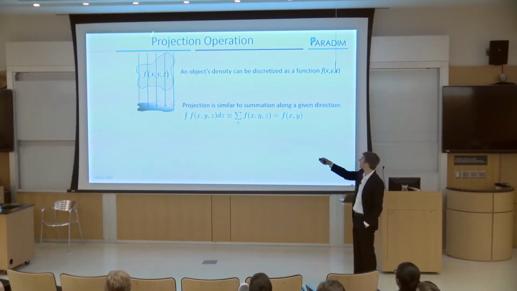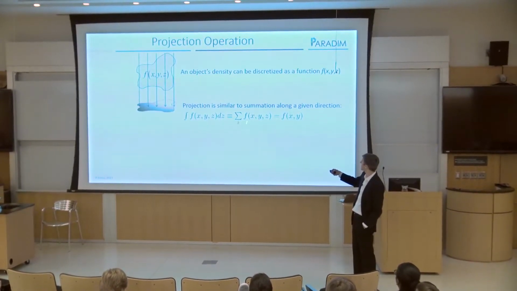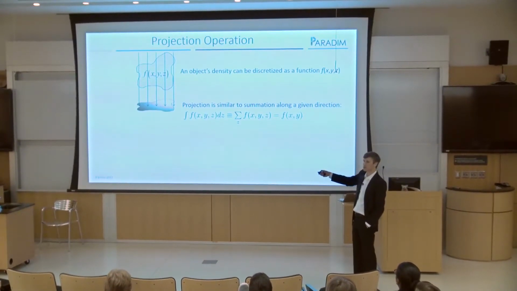So if you project this using some sort of projector, a projection is similar to a summation along a given direction. So you just sum this function, you integrate the function, which you can then discretize by summing along some direction. So let's pick z. Let's say we're going to sum over z. Then we get some two-dimensional picture of the object that just has f of x and y.